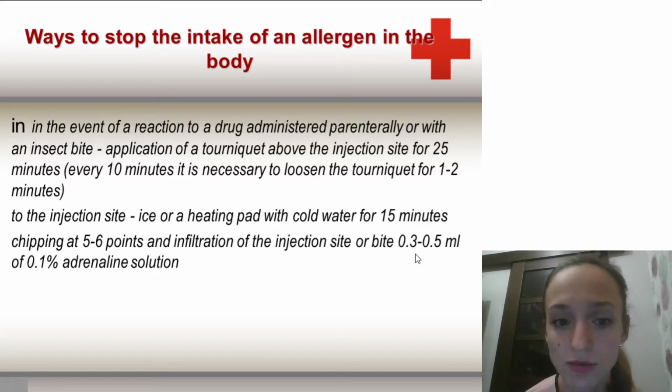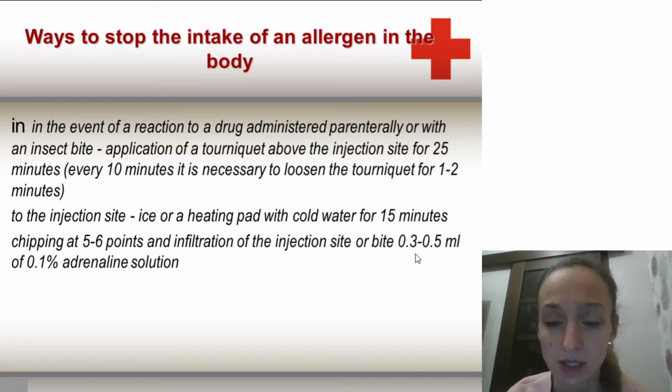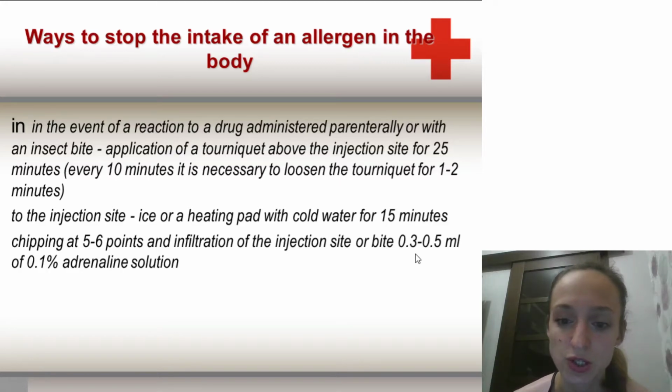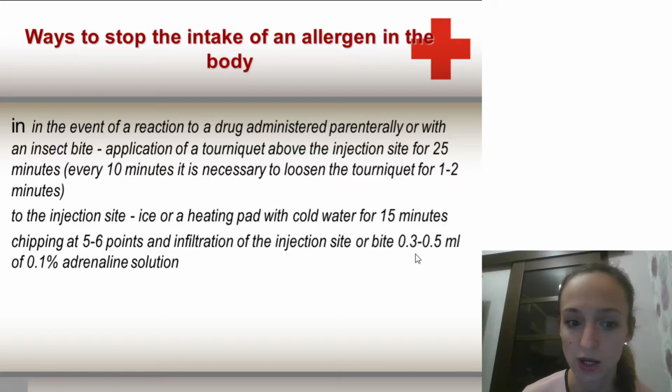In the event of a reaction to a drug administered parenterally or to an insect bite, apply a tourniquet above the injection site for 25 minutes. Apply ice or a heating pad with cold water to the injection site for 50 minutes, and make punctures at 5-6 points and infiltrate the injection site or bite with adrenaline solution.